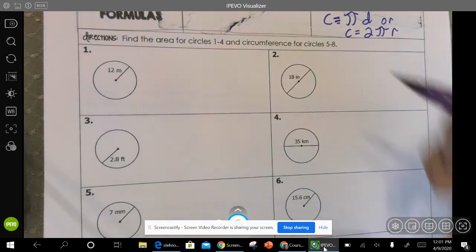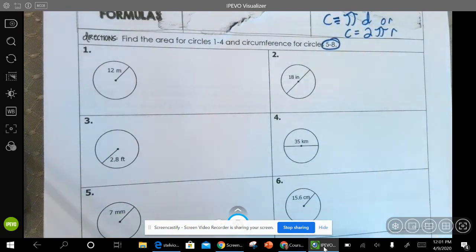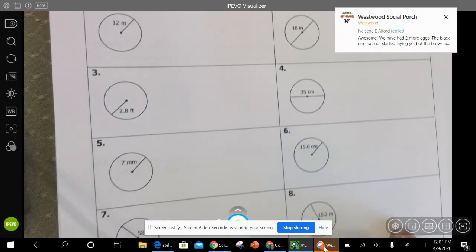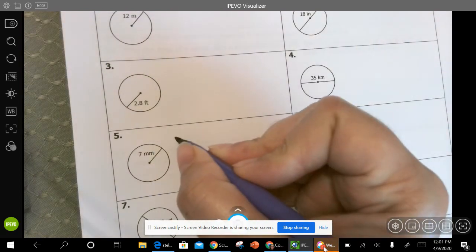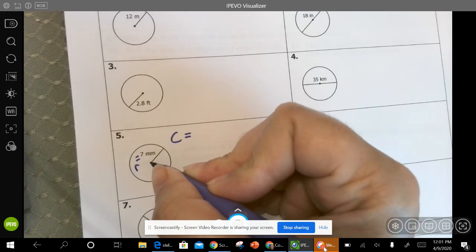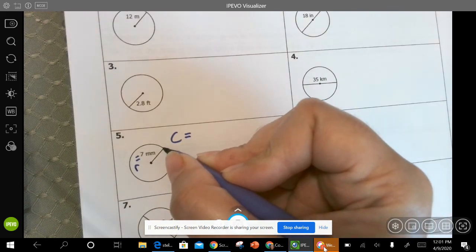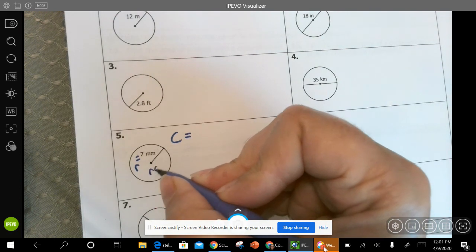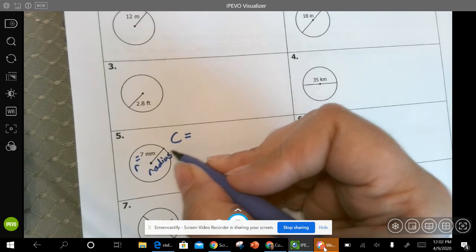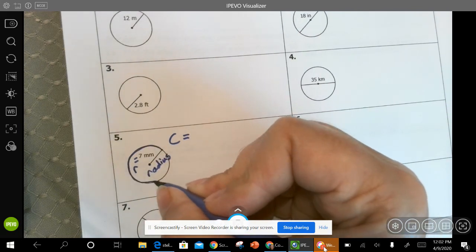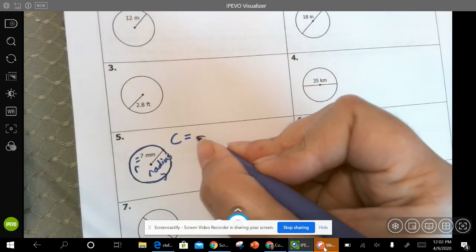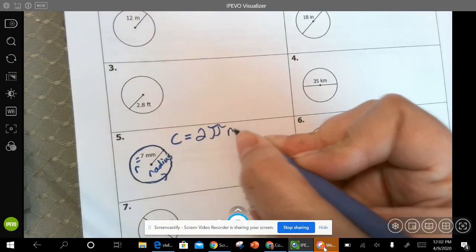Okay. So we're going to follow directions here. It says for 7 through 8, we're going to go ahead and find the circumference for those. So circumference in this one. So 7, remember, it's halfway across the circle from the center to the edge. So that's going to be the radius. Circumference, remember, is the perimeter. So it's the distance around the circle. So it's going all the way around.